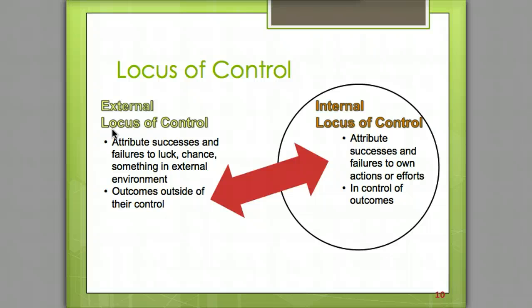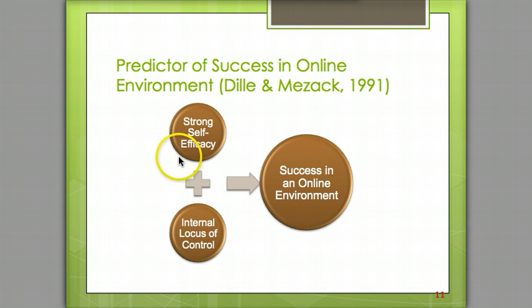An external locus of control can reduce motivation because their thinking is that no matter what they do, they will not succeed. Strong academic self-efficacy coupled with an internal locus of control is a key predictor of success in the online environment. Dill and Mizak studied the profile of learners enrolled in telecourses focusing on locus of control. They found locus of control was a significant predictor of success and persistence in distance education courses. Specifically, learners with an internal locus of control were more likely to succeed and persevere to complete the course than learners with an external locus of control.